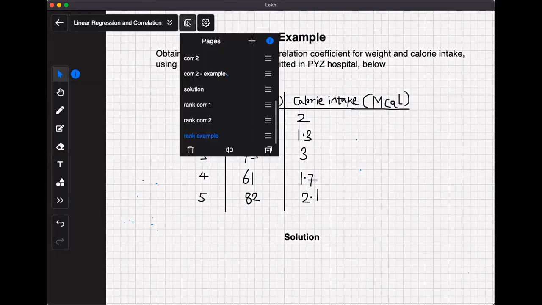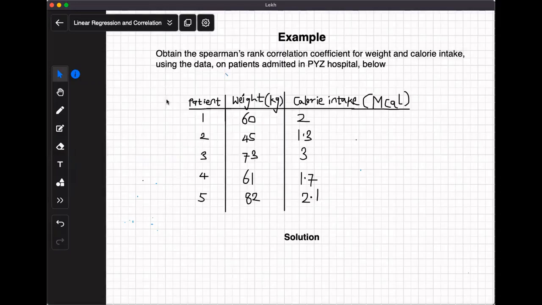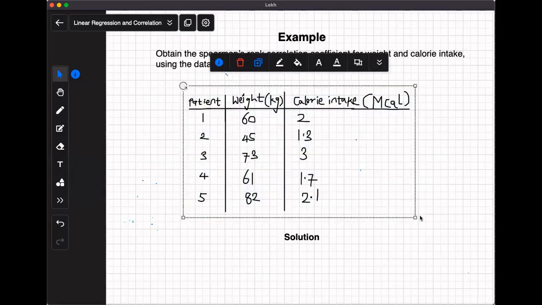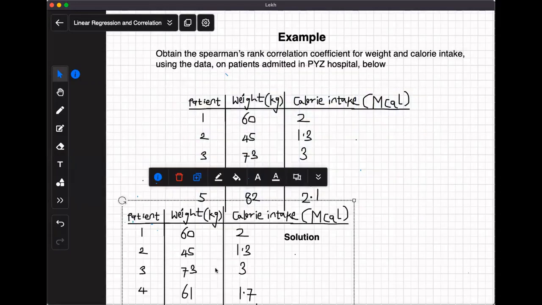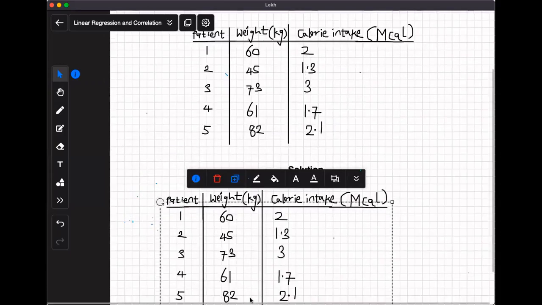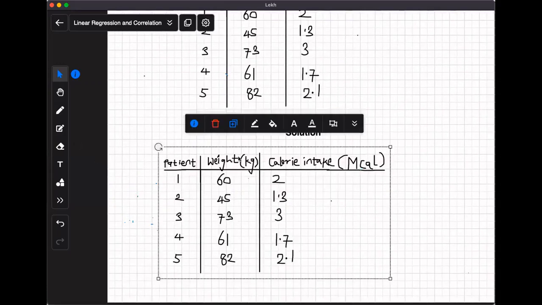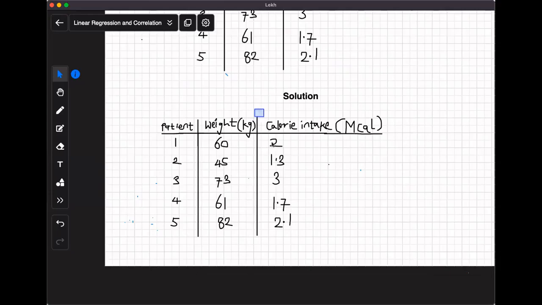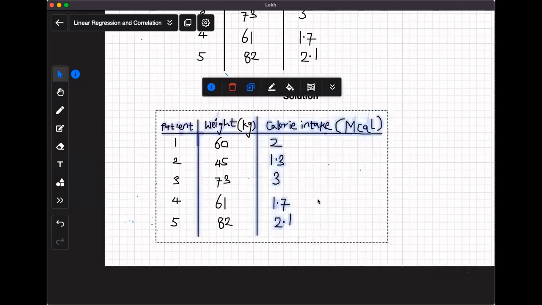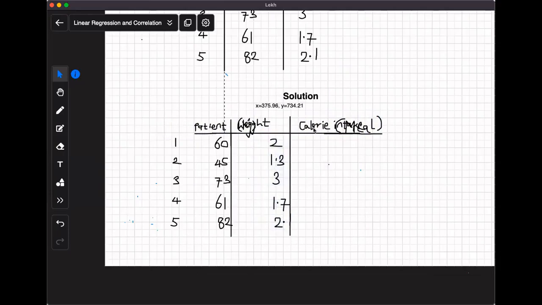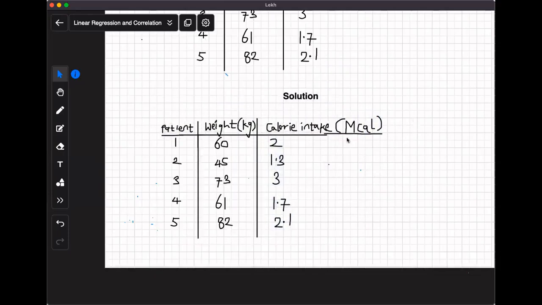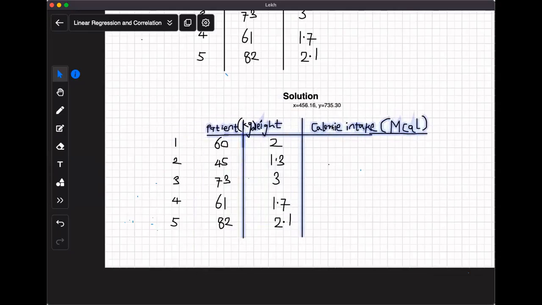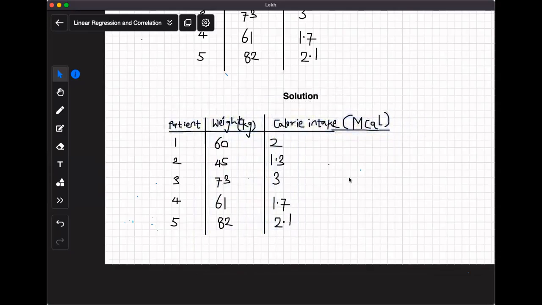Now, we like to rank the two of them. Here, we will be ranking the two variables. And what do we mean by rank? We want to check how they occur, I mean the order.